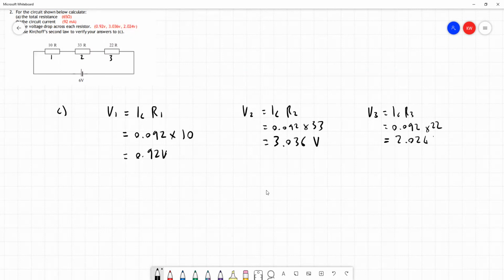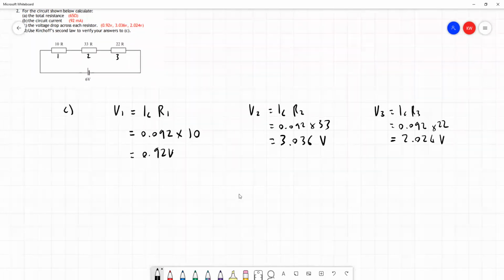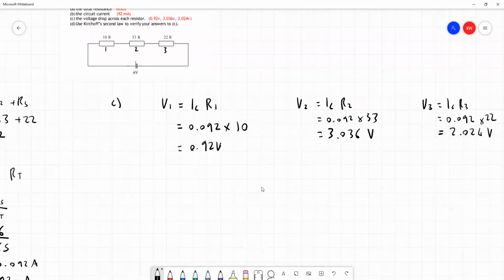2.024 volts. Now, part D asks us to use Kirchhoff's second law to verify your answers to part C. Just remember, whenever we say Kirchhoff's second law, it just means that all of the voltages dropped across each component should add up to give us the total voltage supplied to the circuit. So what we want to check is that Vs, which is equal to 6 volts, is equal to V1 plus V2 plus V3. We want to see these two numbers are equal.